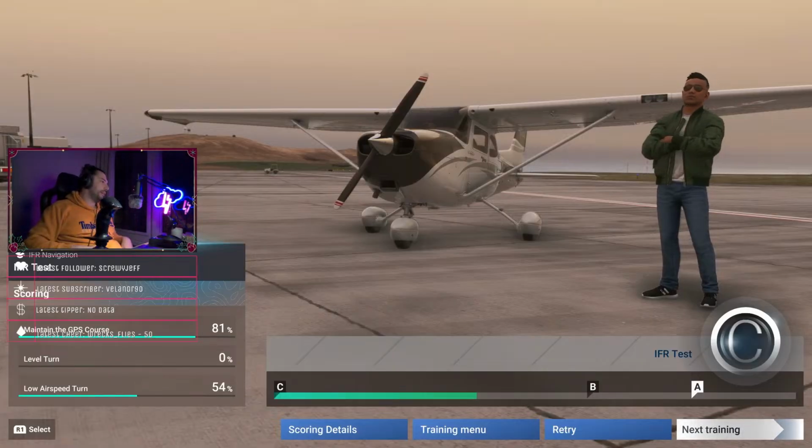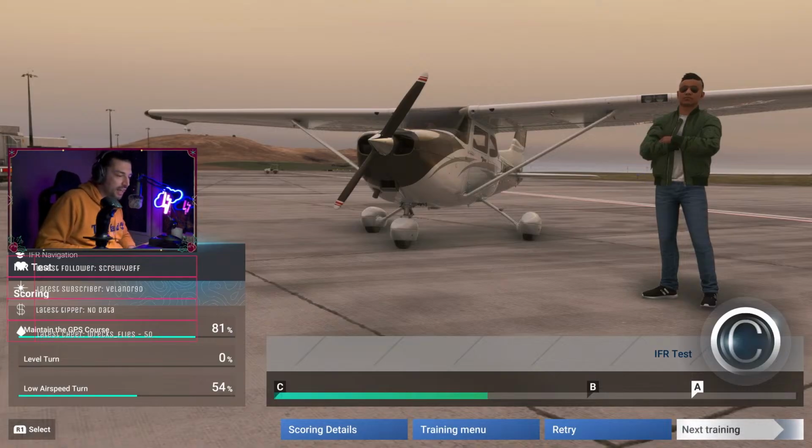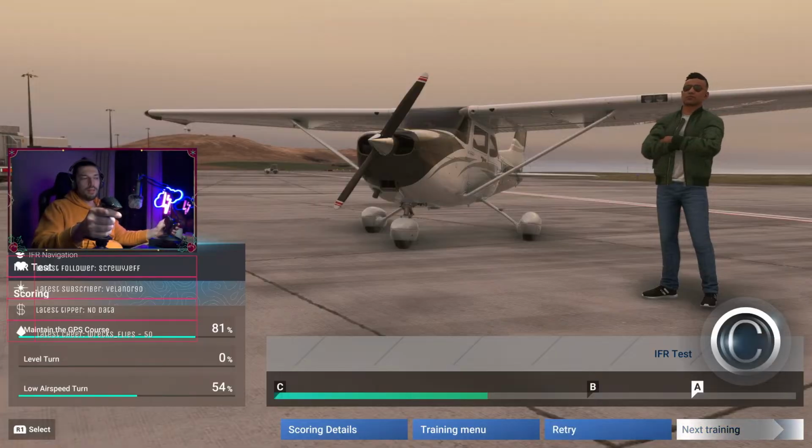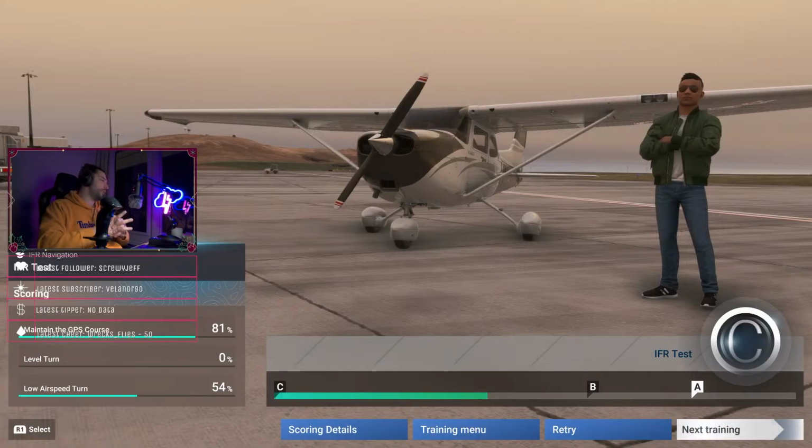We gotta see. Level turn 0%. Holy shit. Wow, this is horrible. This is horrible. Alright, guys. Do I need to do it again or do I need to go to the next training? What do you guys think? Shall I give it one more shot to get at least a B? Because C is the minimum.